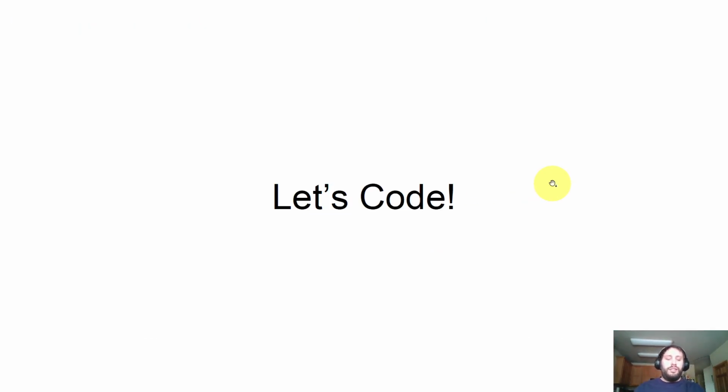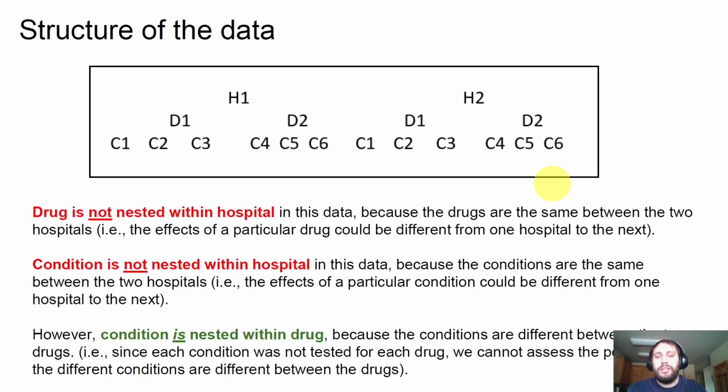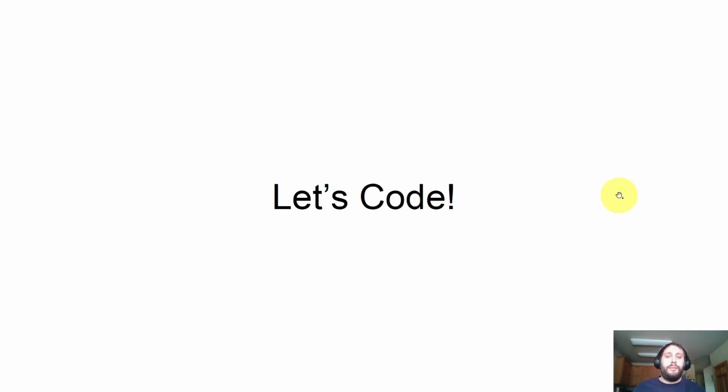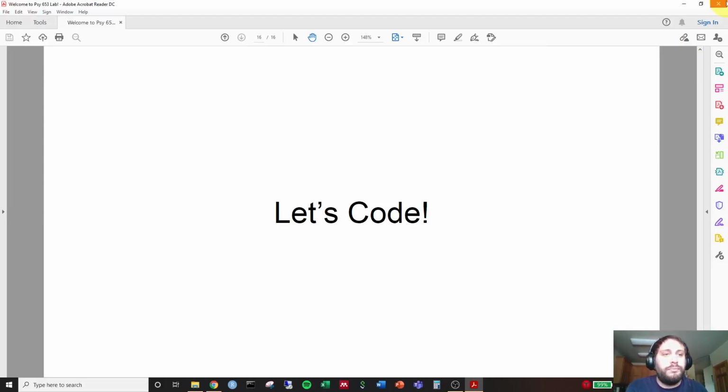Okay, so let's go ahead and get coded. But before we get started, I just wanted to remind you that this is what the structure of our data set is going to look like, okay? Remember, drug is not nested within hospital, condition is not nested within hospital, and then condition is nested within drug. So try and keep that in mind when we're running this today. Okay, so let's go ahead and start coding.